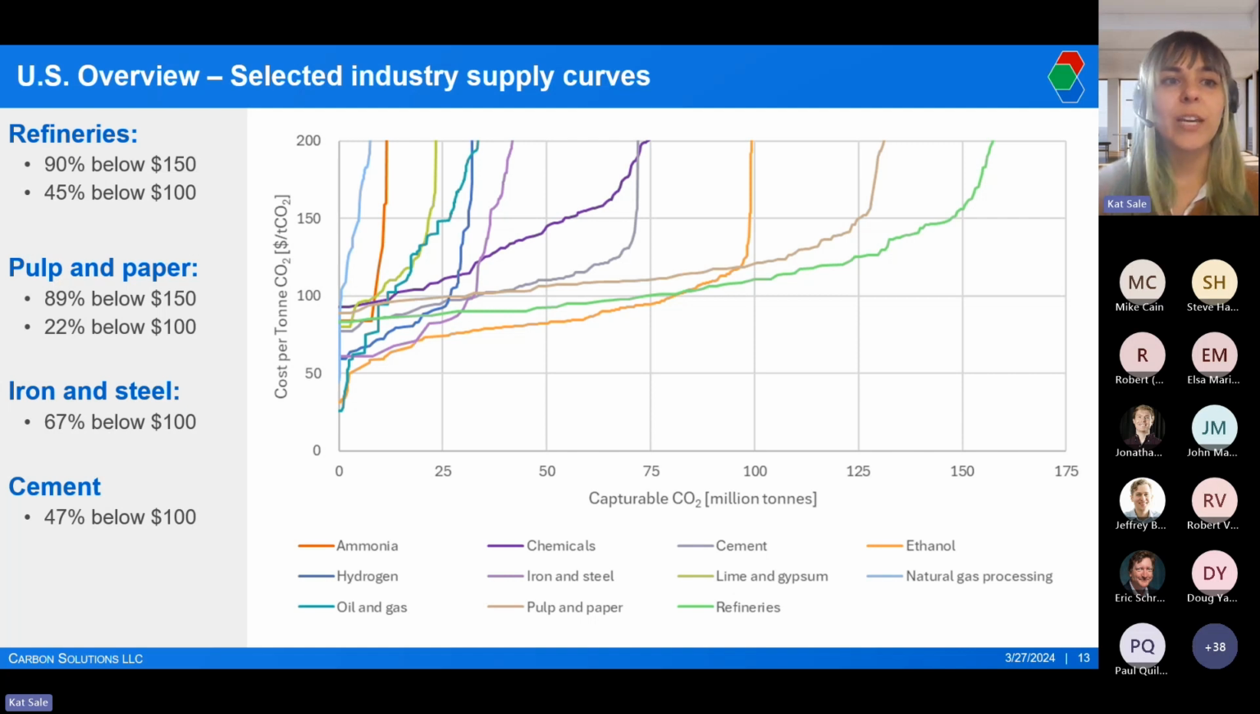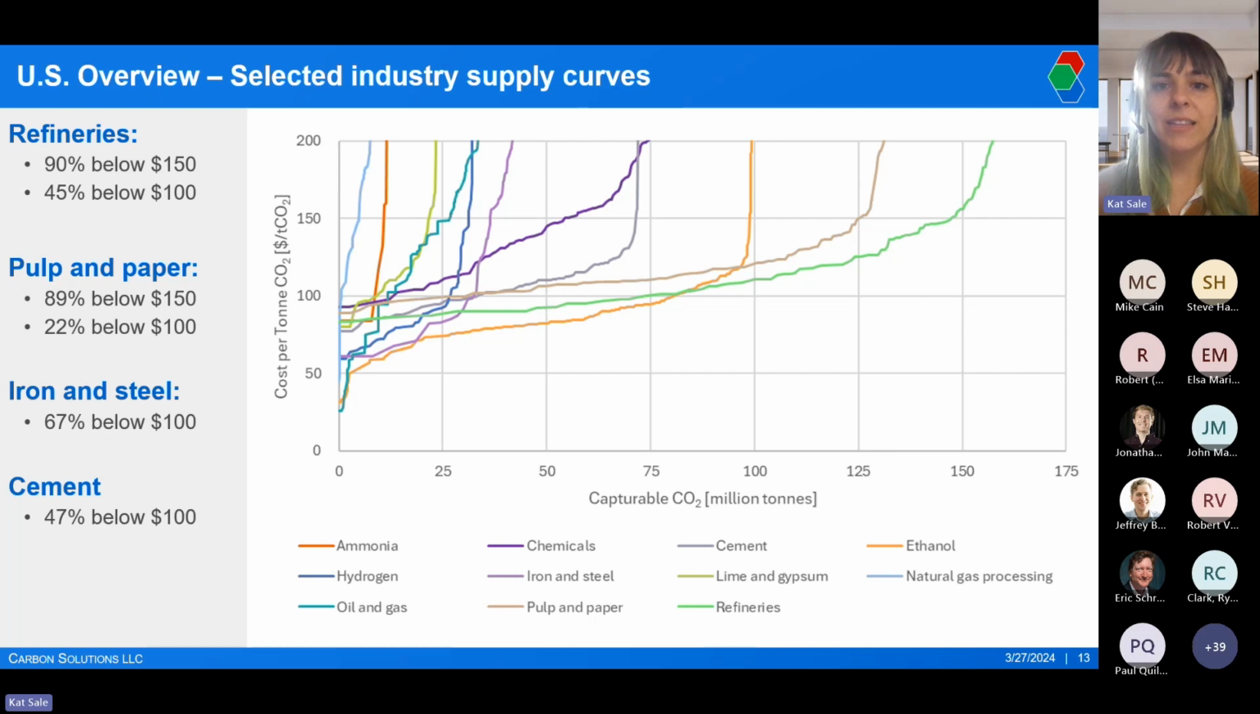And then there's two big hard-to-decarbonize sectors like iron and steel and cement, where in iron and steel, we identified that 67% of those capturable emissions are below $100, and for cement, 47% is below $100. Another one to point out here is ethanol, this orange one right here, where you can see it's some of the lowest cost of capture overall. And that's again because of its relatively high concentration of CO2 in the stream.